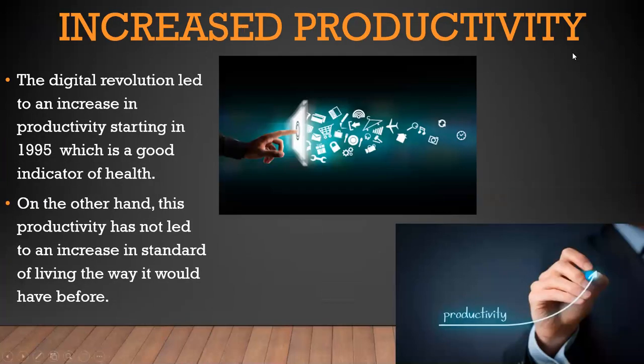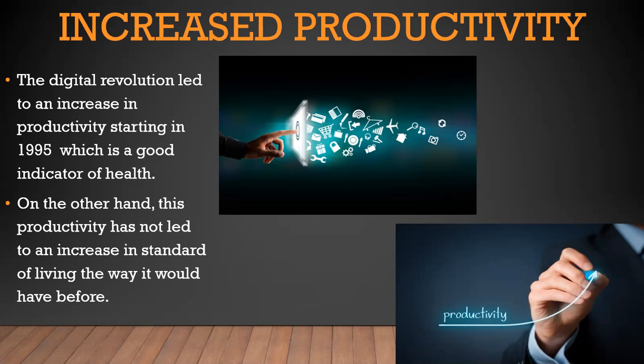So, increased productivity. Overall, as a whole, the digital revolution leads to increased productivity starting in 1995, which is an indicator for a healthy economy. Usually when productivity is really high, the economy is doing really well. But this increase in productivity has not led to a standard of living increase the way it would have any time period before this. Hopefully that makes sense.